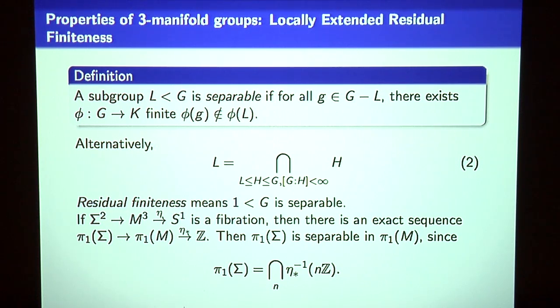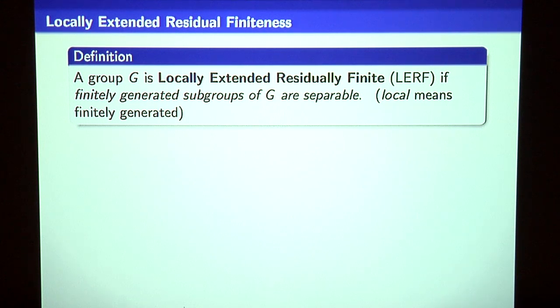Okay, so locally extended residually finite then means that finitely generated subgroups of G are separable. The local here is just group theoretic terminology to mean finitely generated. We generally want to restrict to finitely generated subgroups because for infinitely generated subgroups, there's no hope in general of them being separable. You can take a free group and surject it to an infinite simple group, and then the kernel can't possibly be separable. So we want to avoid infinitely generated subgroups in this concept, which is where the local comes in.